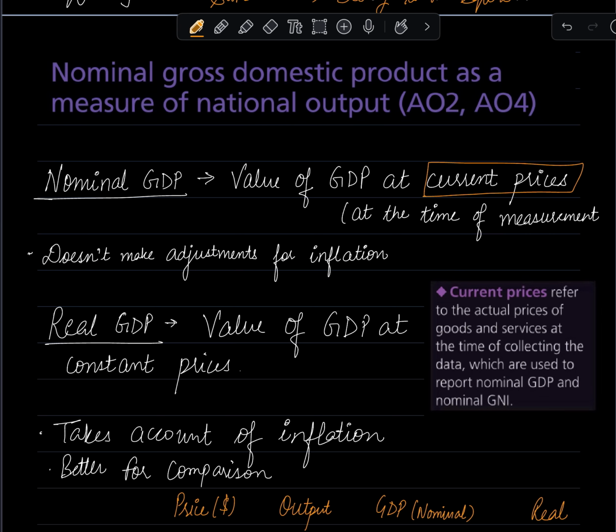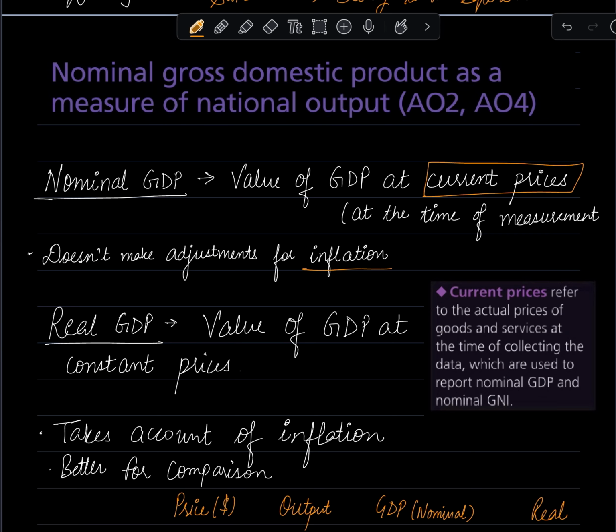Now, what is the meaning of current prices? Current price means the actual price of goods and services at the time when you are calculating the data. That is current price. When you are taking the current prices, it does not account for inflation. It does not count whether there was an increase in the general prices compared to the previous years.